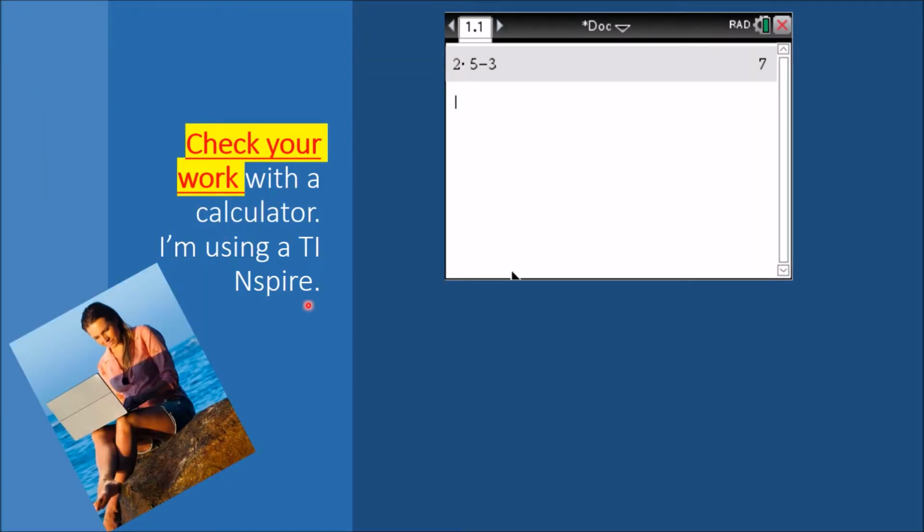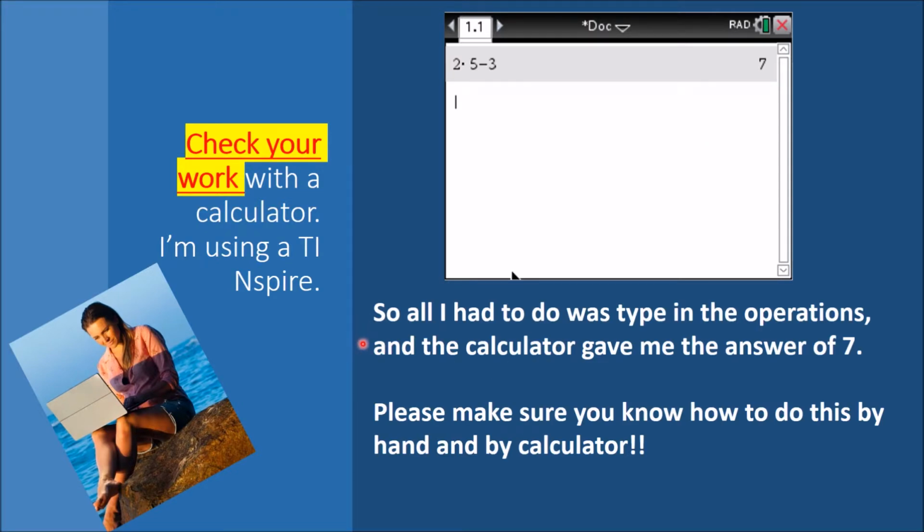Okay, so when we get a result in algebra, we should always check our work with a calculator. So I'm using the TI Inspire, and this is what the screen is going to look like. I'm going to put in 2 times 5. There's that little dot we were talking about that means multiplication. 2 times 5 minus 3. So I just type that in, and when I hit enter, 7 comes up, which is the same answer that we got just a minute ago.